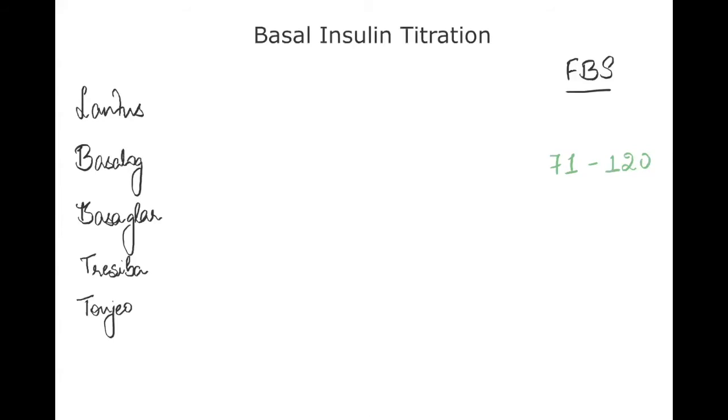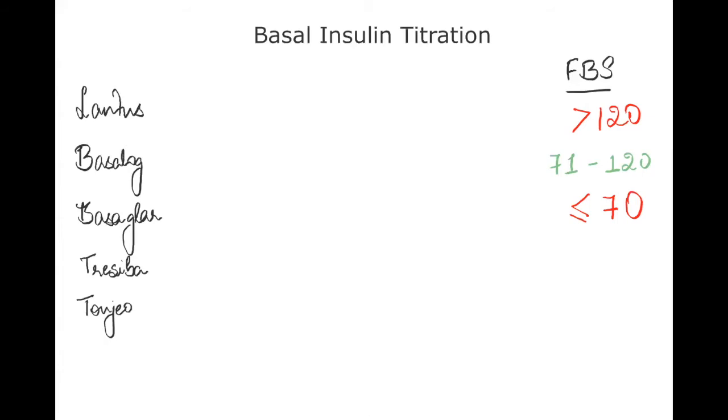So what we want is the fasting value within this range. So if the fasting is more than 120, that is high. If the fasting is below 70, that's a low sugar. So what do we do with the basal insulin? It's very simple math. It's just the rule of 2.